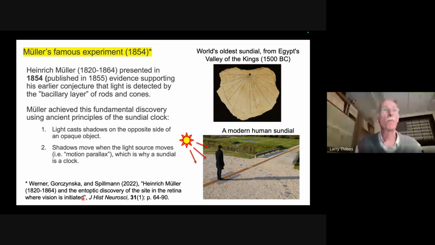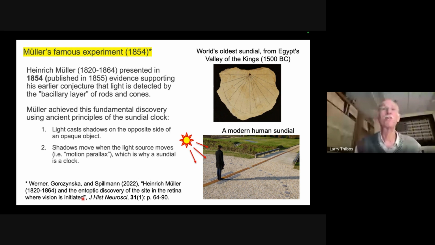So Müller presented in the year 1854 evidence supporting his earlier conjecture that light is being detected by the bacillary layer of rods and cones, which he thought were the terminal endings of optic nerve fibers. Now, he achieved this fundamental discovery using ancient principles of the sundial. Now, the sundial has been around for a long time. The earliest known examples go back to Egypt, Valley of the Kings, 1500 years BC. This is 3,000 years before Müller was born. It's a very old concept.